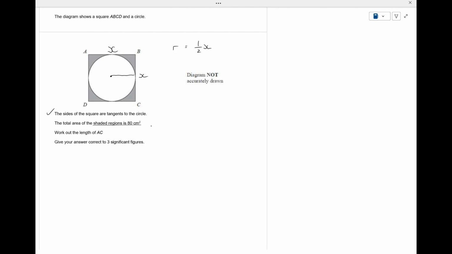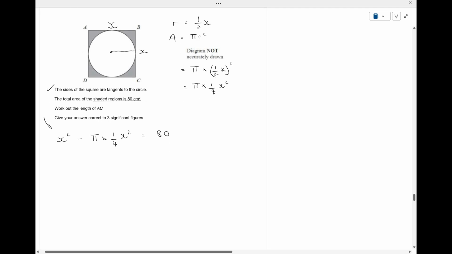Now I'm told that the total of the shaded area is 80 square centimetres. So that means that the area of the square, which is x squared, minus the area of the circle. Now if the radius is a half x, the area will be pi r squared, won't it? Which is pi times a half x squared, which is pi times a quarter x squared, because a half x times a half x is a quarter x squared. So to come back to here, the area of the square, subtract the area of the circle, and I know that equals 80.